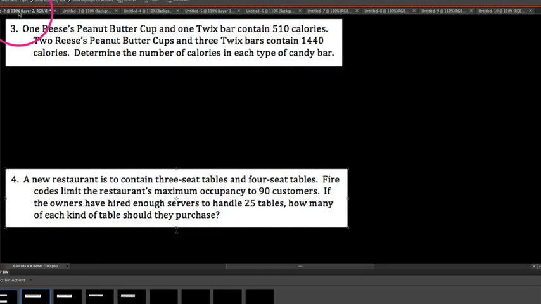Okay, YouTube, this is our second video in setting up and solving systems of linear equations with application problems, in which we're just going to continue our exploration of the steps we take in order to solve such problems. So let's go ahead and take a look at these two examples here.